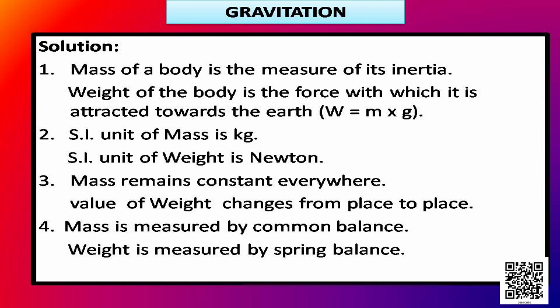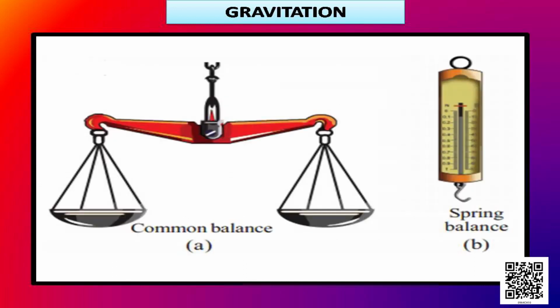Fourth point, mass is measured by common balance, okay, but weight is measured by spring balance. Students, what do you mean by common balance? See, you might have seen this common balance in vegetable markets. Okay, in the market, vegetables are weighed using common balance. But spring balance, have you ever seen it? I hope so. Spring balance is used to find out the weight of the object. Okay? So, in this way, we differentiate between mass and weight.